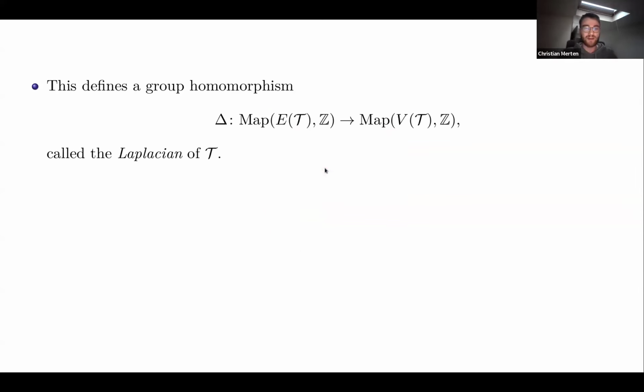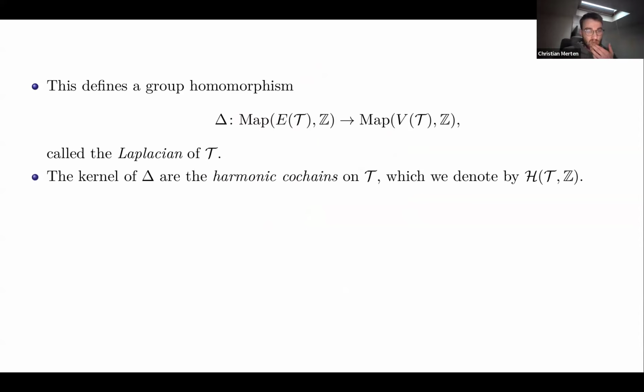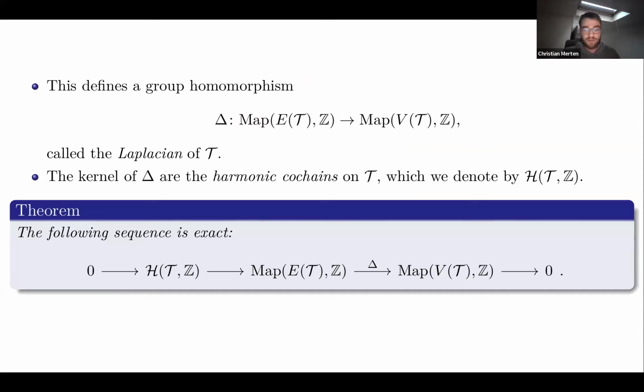And so this defines a group homomorphism from the maps on the edges to the maps on the vertices called the Laplacian of T. And the kernel of this are the harmonic cochains on T, which we denote by H_T(Z). And part of the motivation of this formalization was the following theorem, namely the following sequence is exact: harmonic cochains to maps from the edges to maps on the vertices to 0. And this is only fancy wording for saying this map Laplace is surjective.